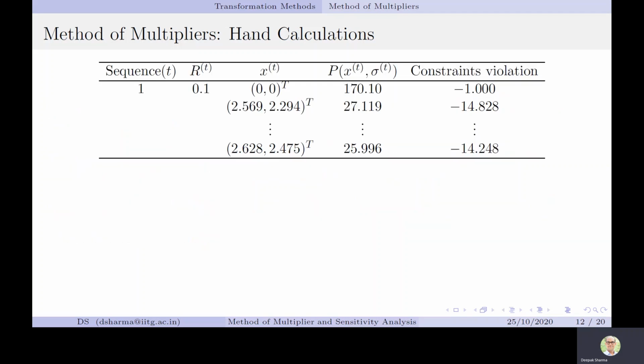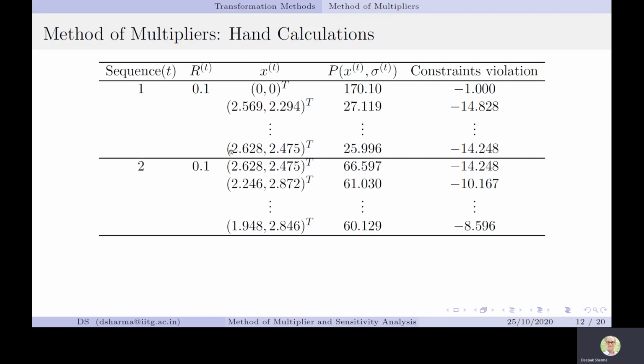So let us see all these sequences in a tabular form. We remember that in sequence number 1, we have R fixed. We started with a 0, 0 value. The penalty function value using the method of multiplier is 170.10 and the constraint violation was minus 1. When we keep on improving using steepest descent, we get a new point at the end and the penalty function value is reduced. However, the constraint violation is increased. The same justification we gave in the lecture on the penalty function method remains the same here.